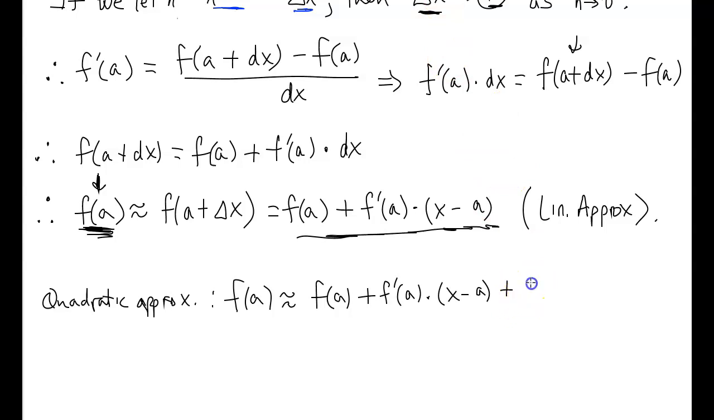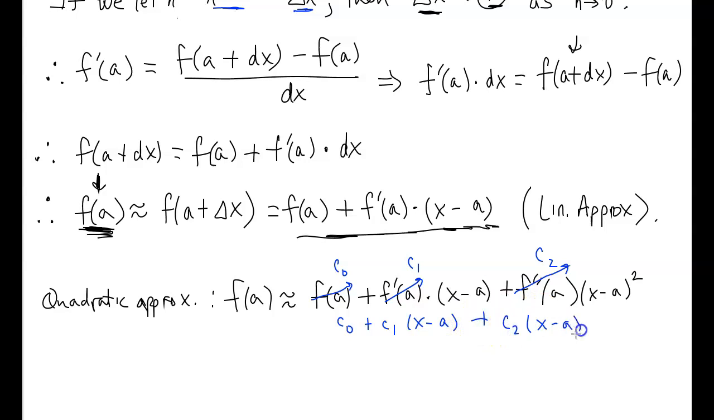And all I'm doing here is just following the pattern that I see here. So it could possibly be something like this. Okay. Now, in general, if we were to let this f of a be c sub 0, let this be c sub 1, let the second derivative here be c sub 2, then of course this would just look like c sub 0 plus c sub 1 times x minus a plus c sub 2 times x minus a squared.